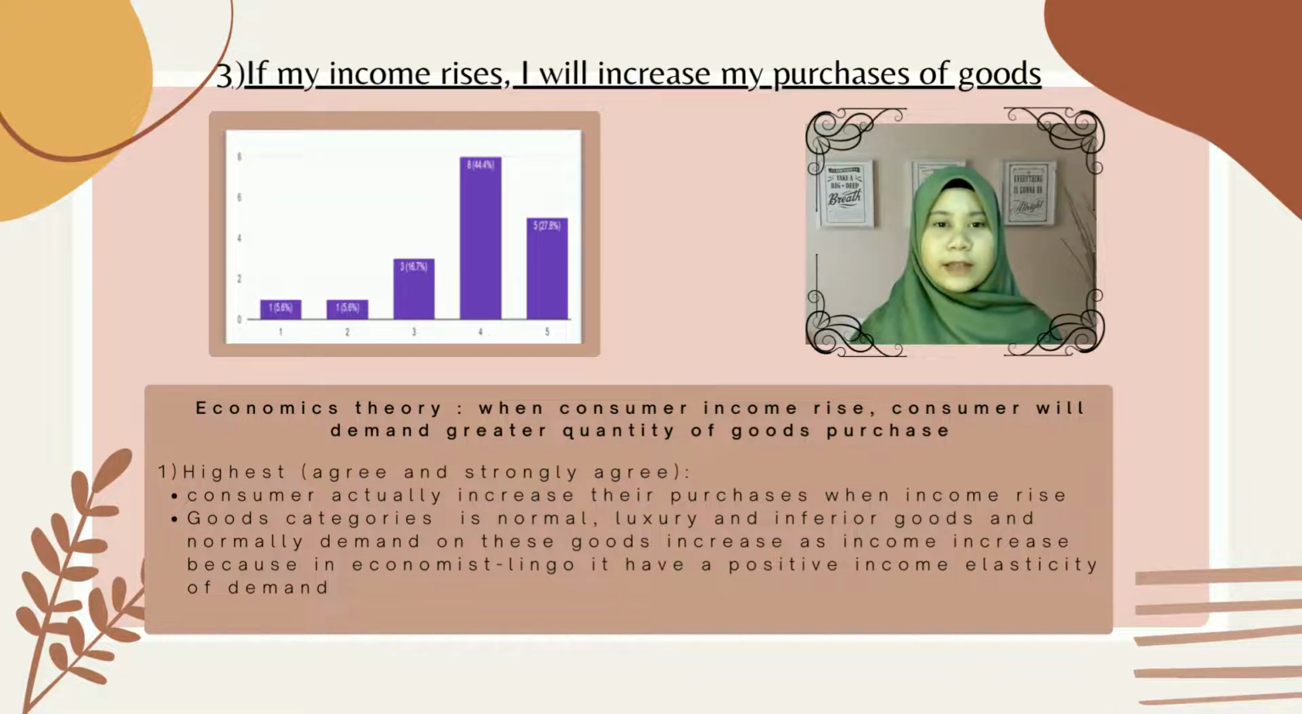My income rises, I will increase my purchase of goods. In normal economic activity, when consumer income rises, consumers will demand a greater quantity of goods. In this case, it means that when the consumer income rises, they will increase their purchase of goods, with the assumption that other factors are not changing. This shows how consumers actually increase their purchases when their income rises.